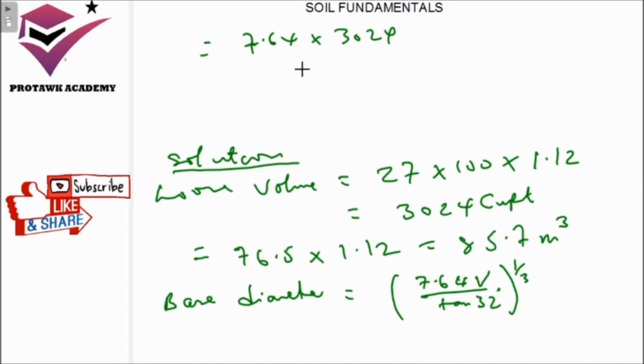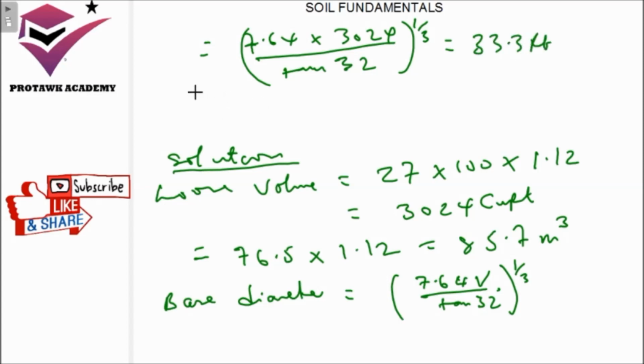Then over tan 32, and we raise it to the power 1/3. When we use our calculator to compute this, we should have 33.3 feet.